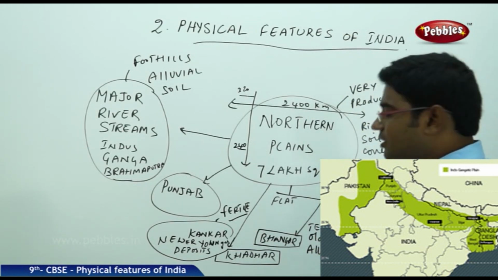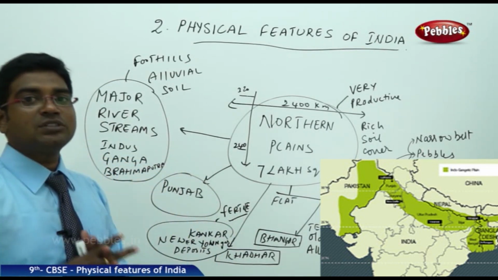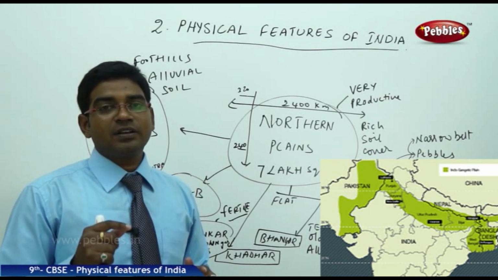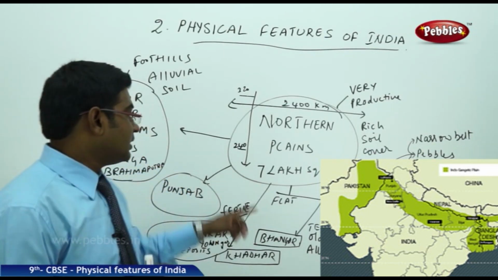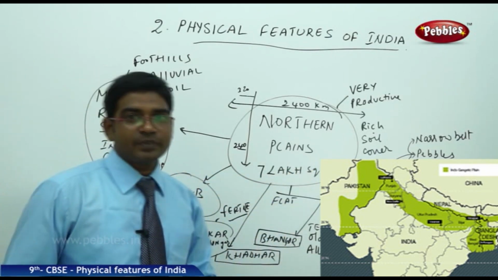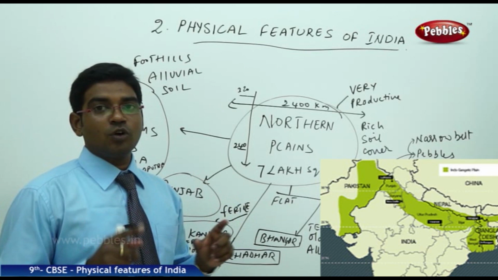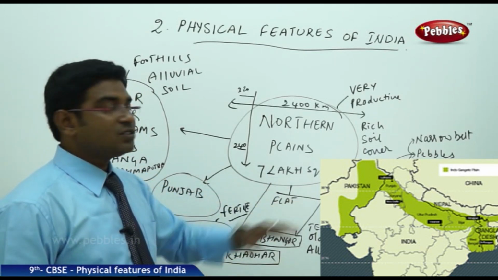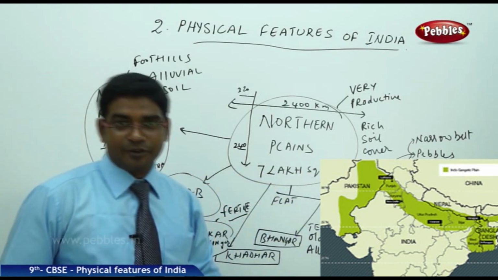Now, the northern plains, sorry, not the Northern Himalayas, the northern plains, which are located south of the Himalayas, cover a very wide region. It is nearly 7 lakh square kilometers. When we discussed the Himalayas, we said it covers 5 lakh square kilometers, but here it is larger than the Himalayan region, so it covers 7 lakh square kilometers.